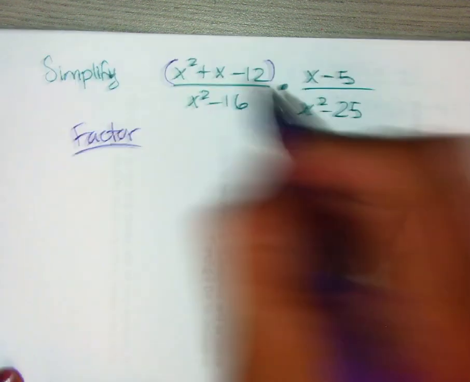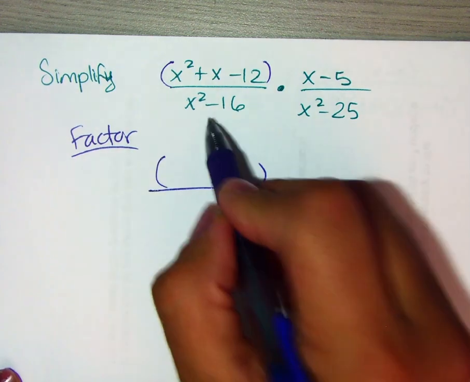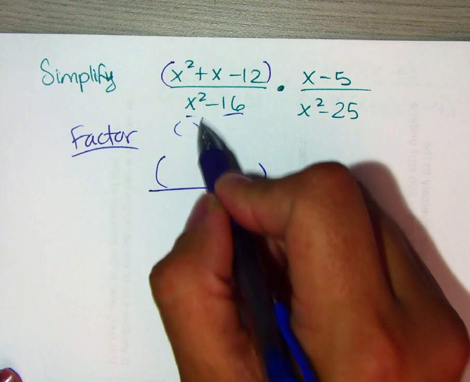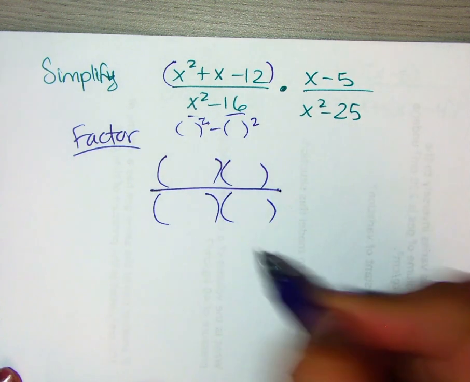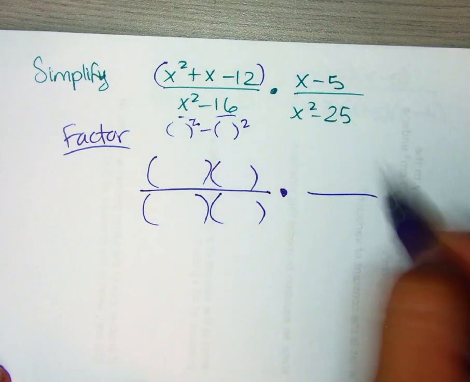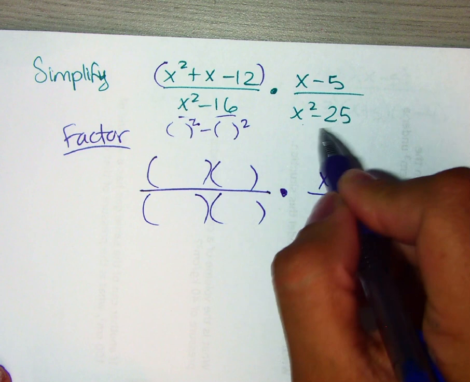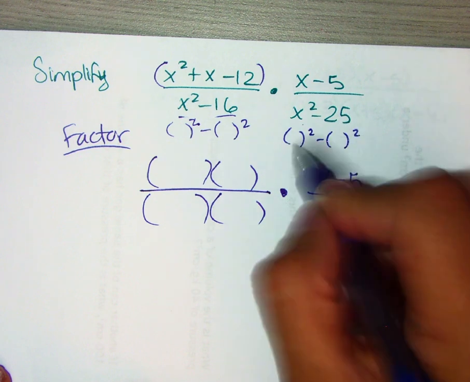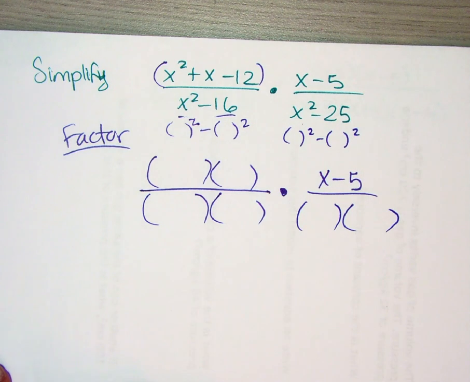So this trinomial on the top needs to be factored into two binomials. This binomial right here is a difference of squares, where you have something squared minus something squared. So that's also going to be two binomials. This numerator at the top cannot be factored, so you just write it down. And this binomial also is a difference of squares, so something squared minus something squared. So that's going to result in two binomials.